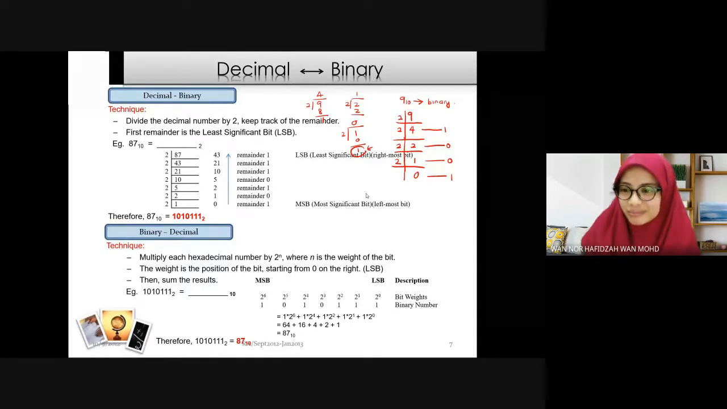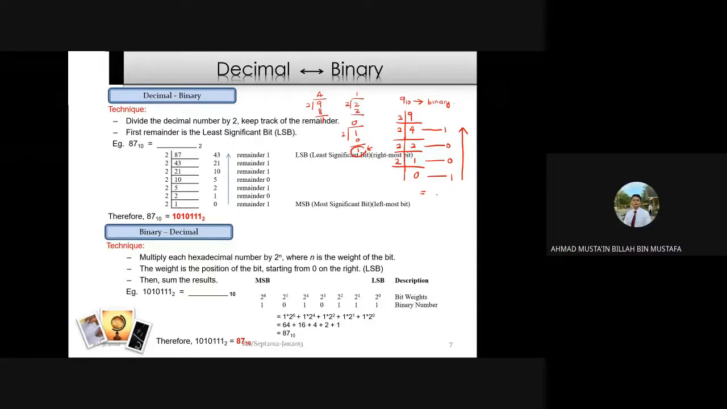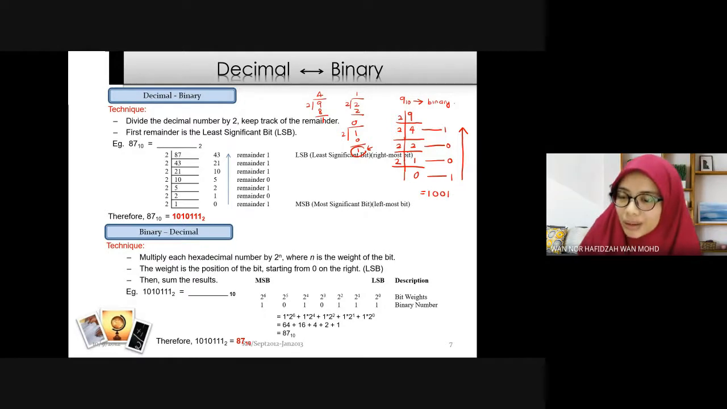Okay? So, how to read this? Kita baca bottom up lah. Macam tu. Okay? Bottom up. So, the answer is 1 0 0 1. Okay? Alamak, nombor sama. So macam you mungkin get confused. Tapi you must read from bottom up. Baca daripada bawah ke atas. Okay? Baca daripada bawah ke atas.